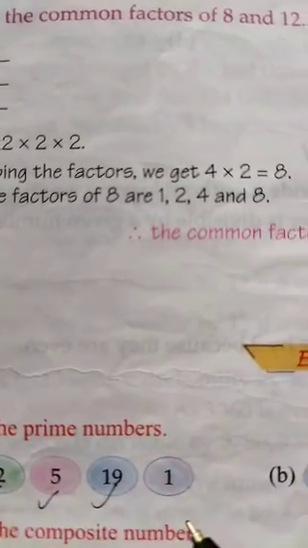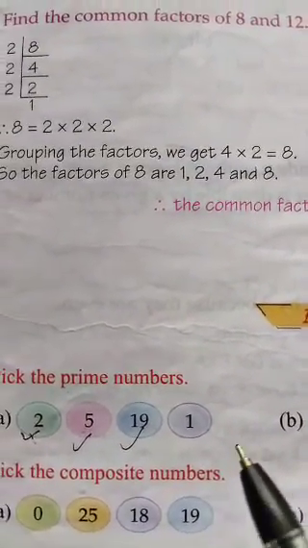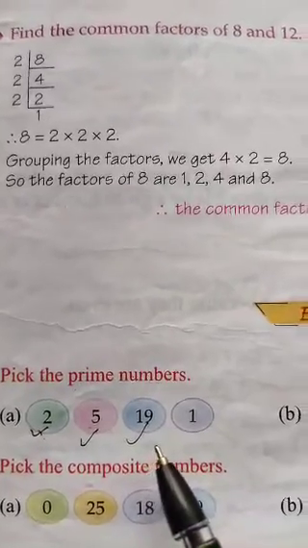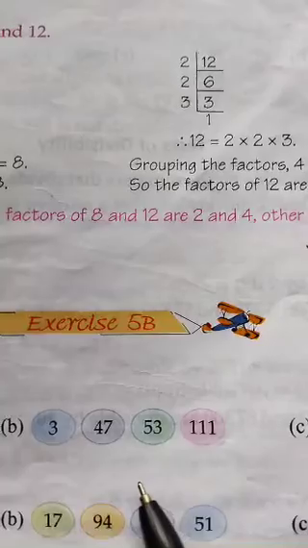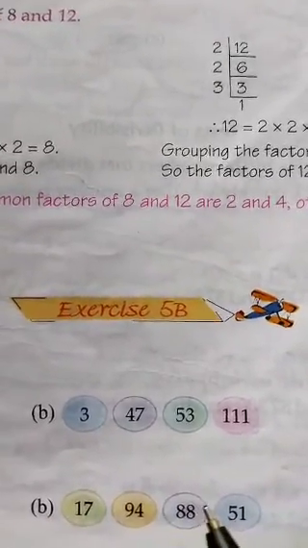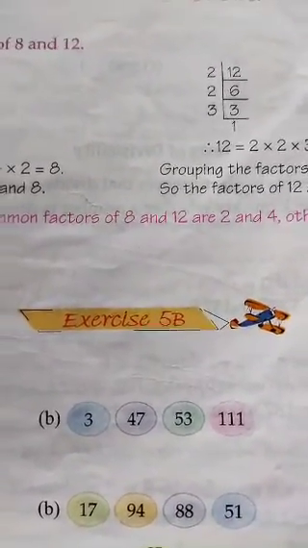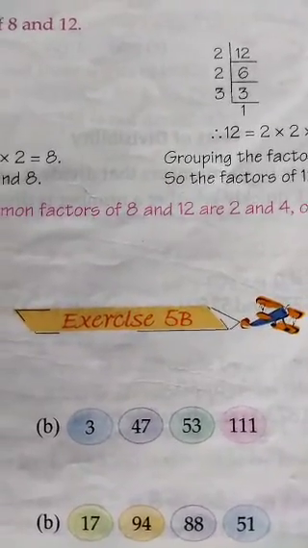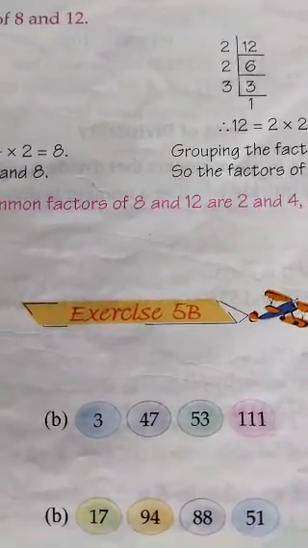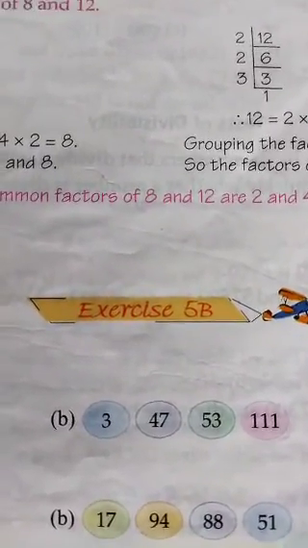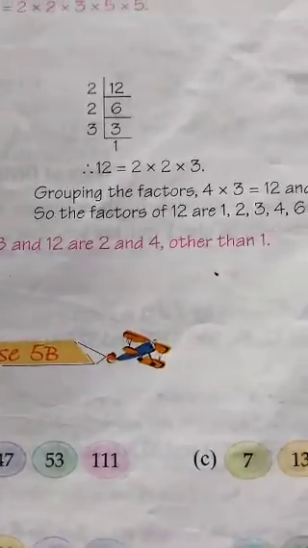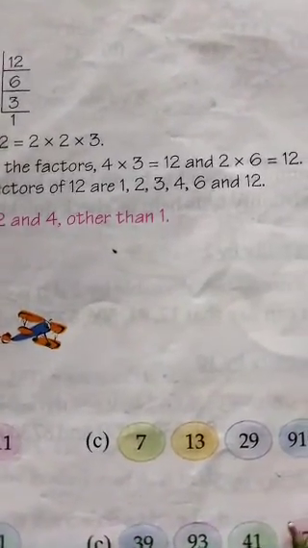2, 5, 19. 1 is not a prime number. Only these are the prime numbers. Similarly, you have to see in the B part also. The number which can be divided by another number will not be a prime number. Prime numbers are those numbers which are divided by themselves, not by any other number. So now you can easily find out what the prime numbers are. You have to just tick.